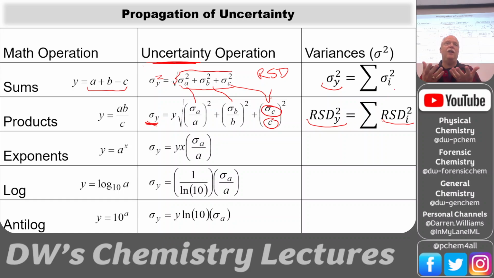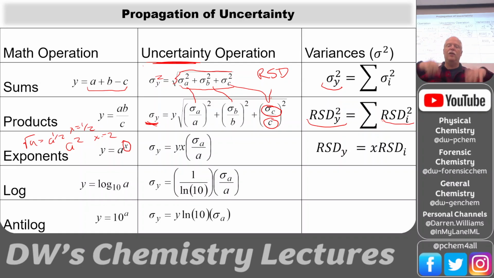When do we have this? Well, in our examples for the bond length and the rotational constant, we're going to have these multiplication ones, or we might even have this one, exponentiation. So if we have something squared, like a squared, x equals 2. What if we have the square root of a? That's a to the 1/2 power, so x equals 1/2. This one is just the RSD of the result is equal to x times the RSD of the thing that you're taking the square root of, or the square.